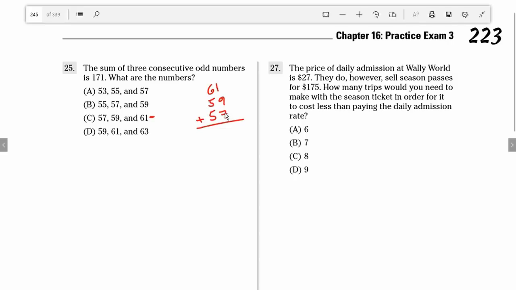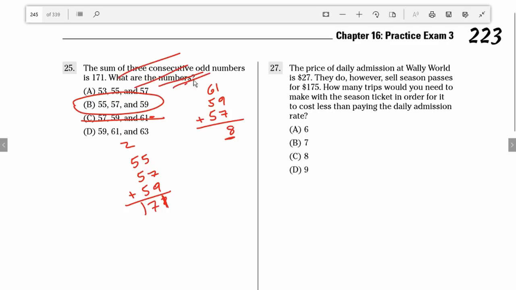9 plus 7 is 16, plus 1 is 18. I know this isn't going to work because I got an 8 instead of a 1 there. Let's try B. 55 plus 57 plus 59. 7 plus 9 is 16, plus 5 is 21. Carry the 2. 5 plus 5 plus 5 is 15, plus 2 is 17. So we know this one is B.